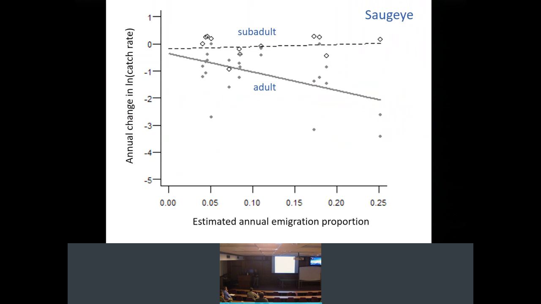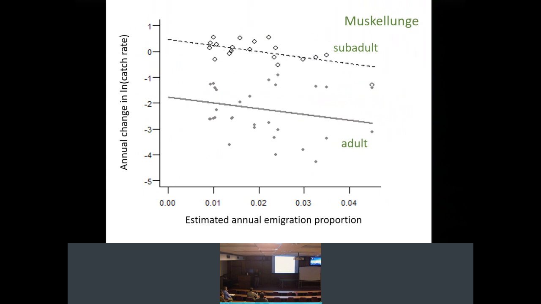When we look at muskellunge, we see the same thing, except in this case, we also see it for subadults. And in this case, we don't see such high levels of emigration. But remember, these cohorts live for over 20 years. And so year after year, we may lose large portions of a cohort over many years.